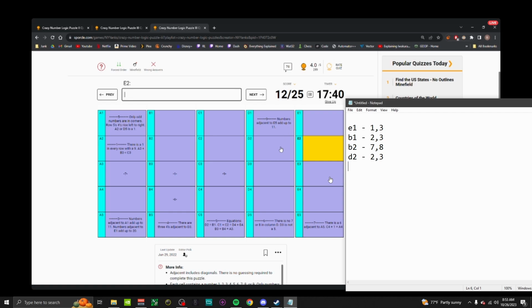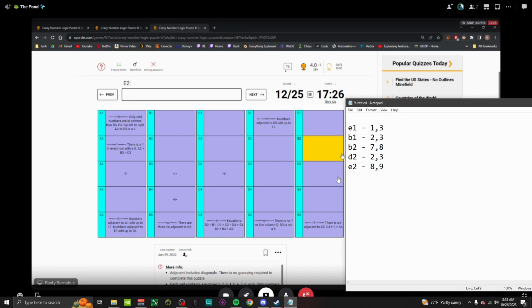I see what you mean with the 9 and 8. This could be 2 or 3 still, technically, if this is 9. We do know that E2 is guaranteed an 8 or a 9, though. Yeah, for sure. It has to be. And if it's an 8, D2 is 3. And if it's a 9, D2 is 1 or 2.